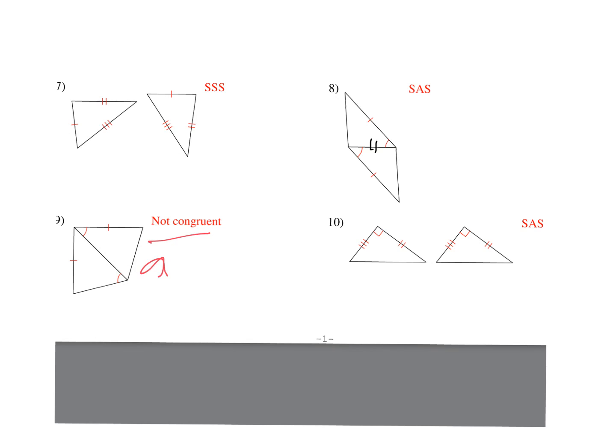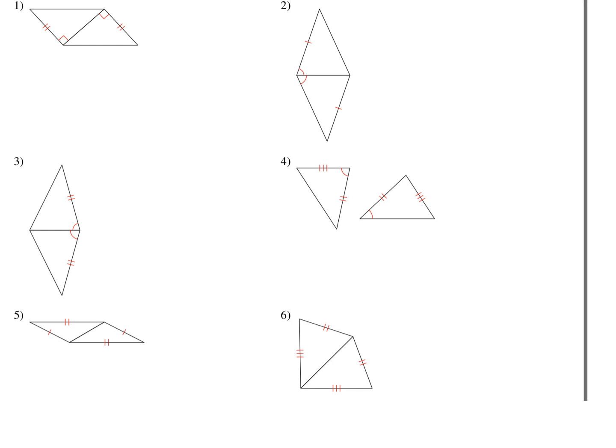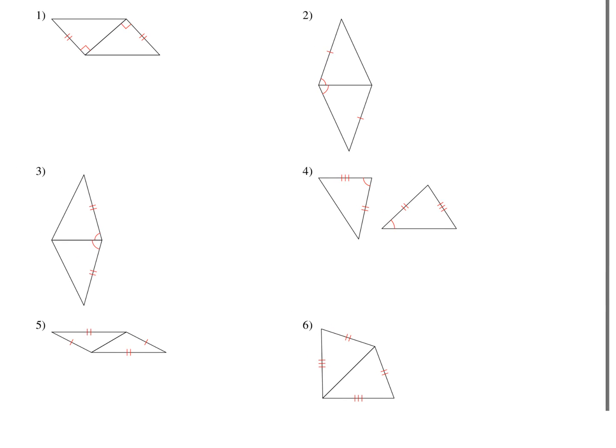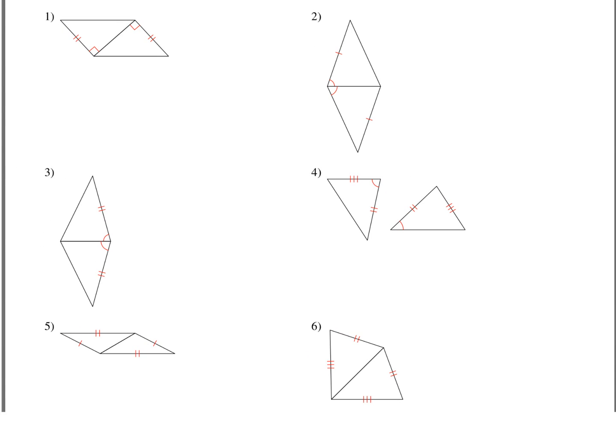Okay. Number 10. So this would be side, angle, side because we have sides that are congruent, a 90-degree angle, and then a side. So we have side, angle, side. So what I want you to do is try 1 through 6 on here. We'll call them practice problems. And then you can correct them when I show you how and give you the answers.